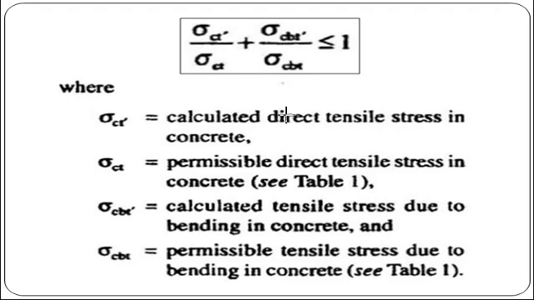And sigma cbt dash is the calculated stress due to bending in the concrete. This stress we have to calculate, and it can be calculated based on the basic design constants: grade of concrete, grade of steel, modular ratio, and lever arm constant. Then sigma cbc is the permissible stress due to bending compression in the concrete. Again it will be taken from Table number 1, which we have already discussed.